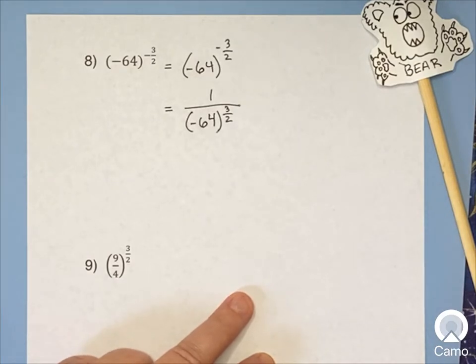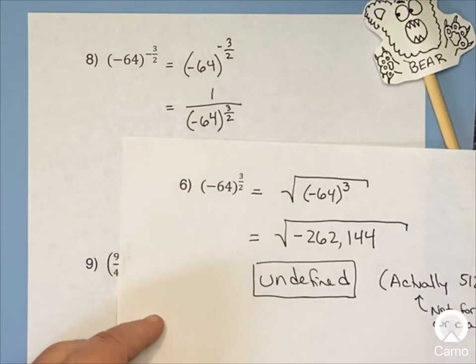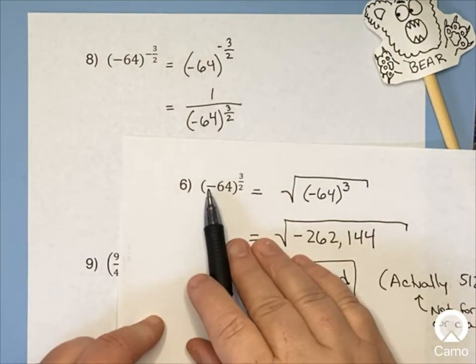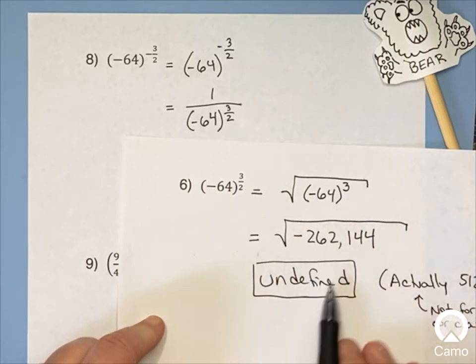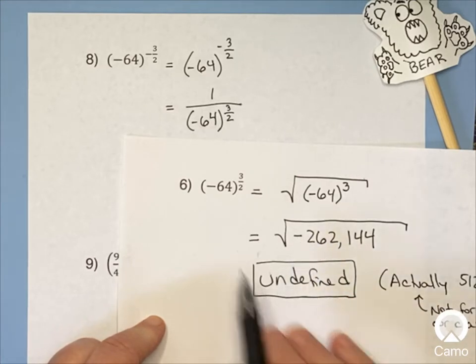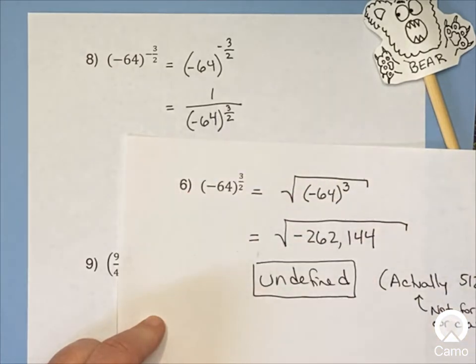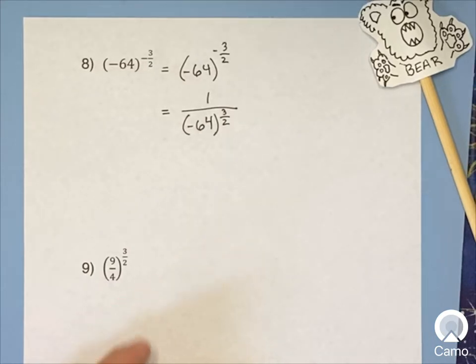But again, I have a problem right here. Whenever we've got a negative 64 raised to the 3 halves, that ultimately is going to cause something to be undefined, because we're going to get a negative inside that square root. So if it's undefined when it's up on top, it's still undefined when it's in the denominator. So this problem is still undefined, just in the denominator now.